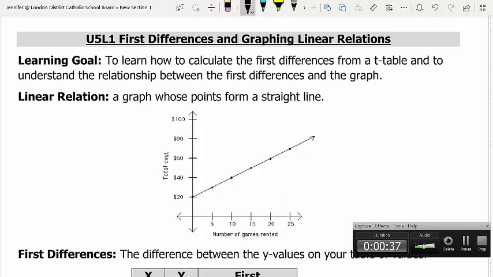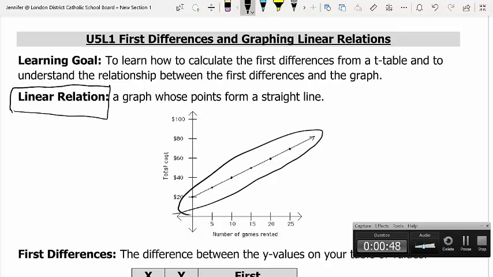So I want to define linear relations. A linear relation is just a special kind of graph. It's a graph whose points always form a straight line. So anytime you see a graph and the points form a straight line, you know it is a linear relation.